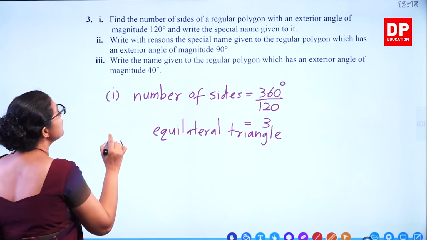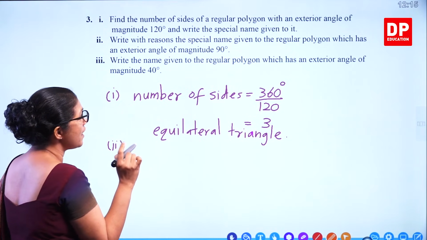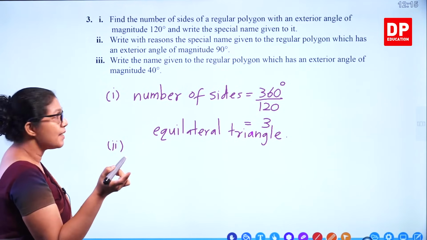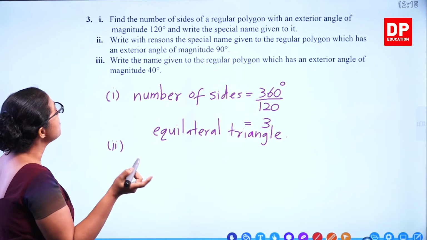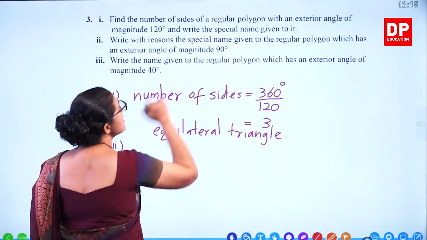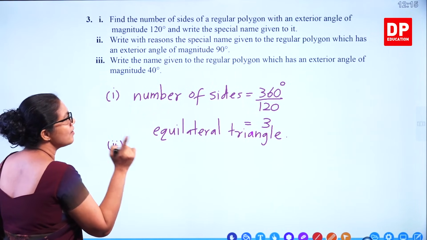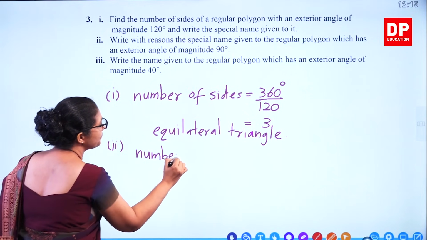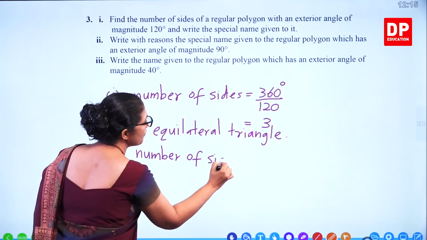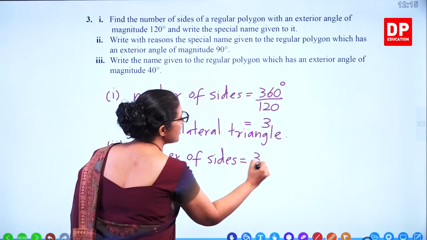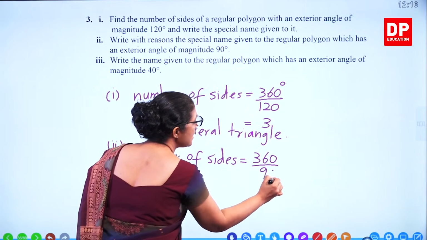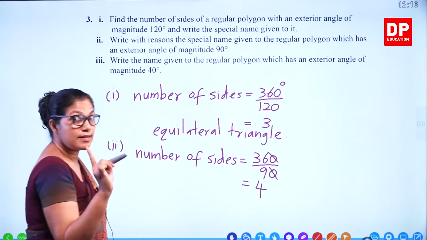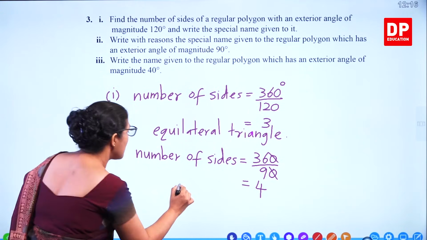Second part, write with reasons the special name given to the regular polygon which has an exterior angle of magnitude 90. So magnitude 90 means this is definitely a square. So how do you find out? Number of sides is equal to 360 divided by 90. So you get a 4-sided polygon. This is regular. So this is a square.